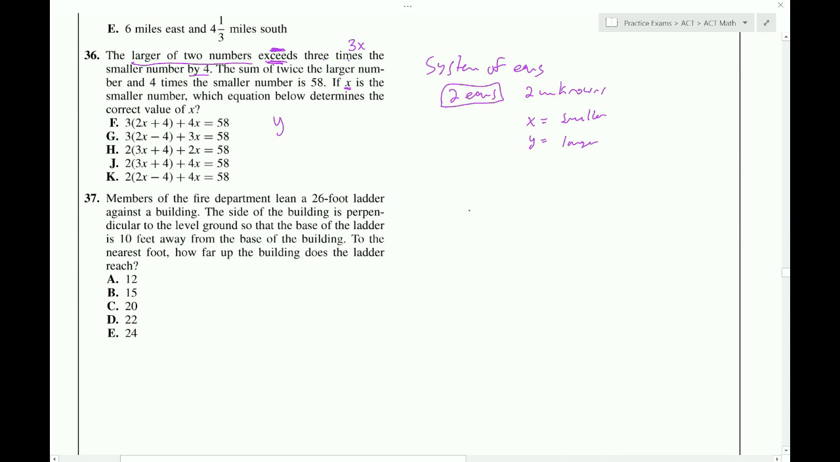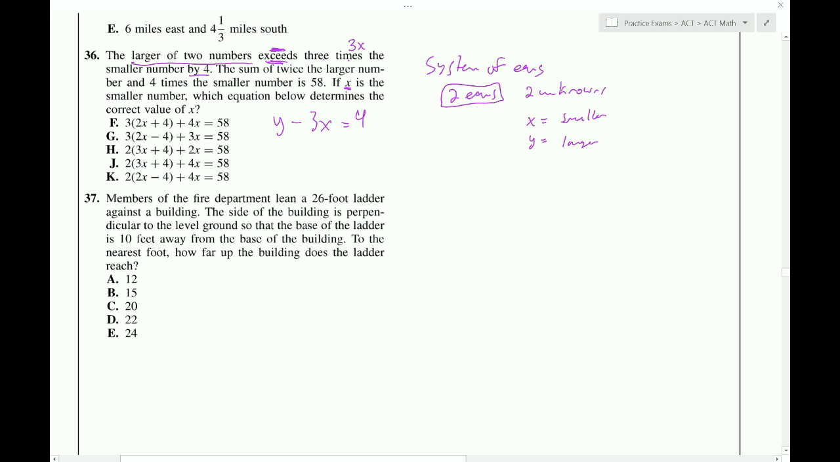If we use the number 10, 10 exceeds 7 by how much? I would say that 10 exceeds 7 by 3. And how did I calculate that? I subtracted this minus this. That gives me a clue as to what I need to do here. I need to take the y and subtract the second item, which is 3x, and the result should be 4. So that's our first equation.